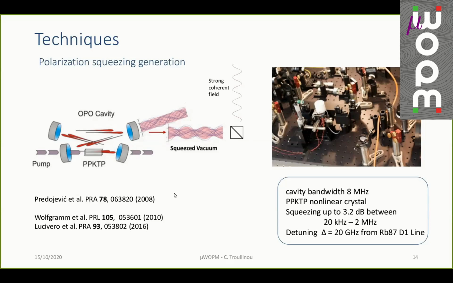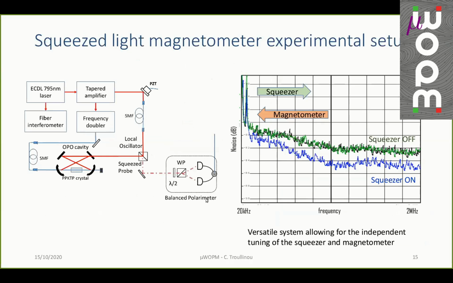What I would like to point out here is that we have used this setup that is mainly described in this paper, both for a magnetometer in the group and for spin noise enhancement in the past. And maybe for the purpose of this talk, it's more relevant to show the spectrum of the squeezer that looks like that. When the squeezer is off, we have the quantum noise limit part, and when the squeezer is on, we have an enhancement. You see the drop of the noise level that is mainly over these frequencies.